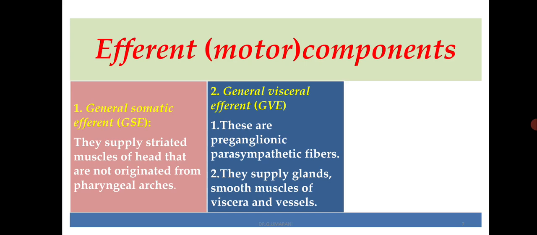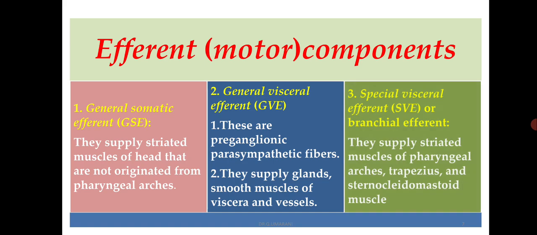So these relay in a peripheral autonomic ganglion, and the postganglionic fibers arising in the ganglion supply the smooth muscles or glands. So this is general visceral efferent, which is parasympathetic. It contains preganglionic fibers, and they relay in the peripheral autonomic ganglion. From there, postganglionic fibers arise and they supply the smooth muscle and glands.